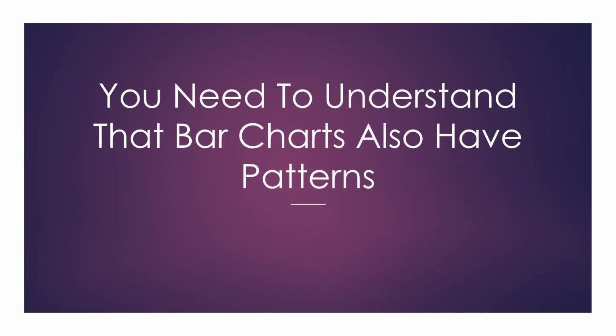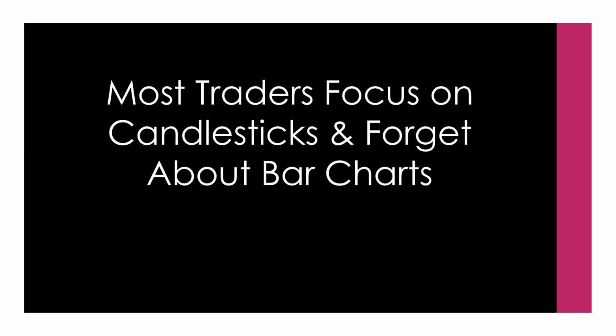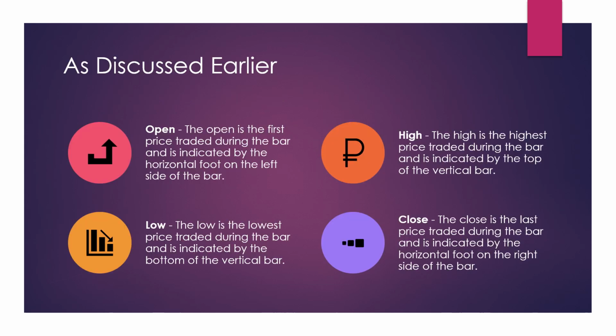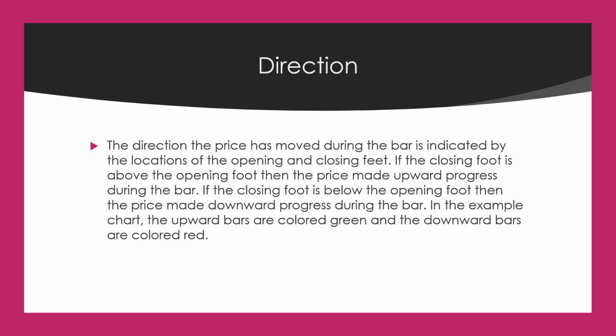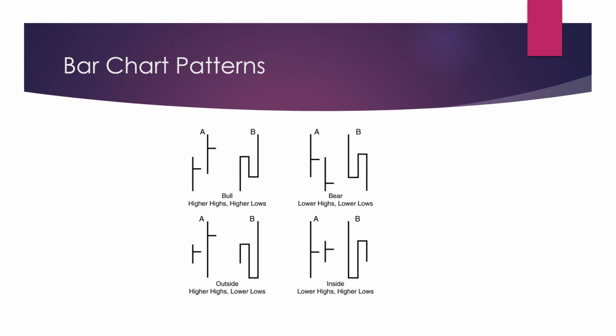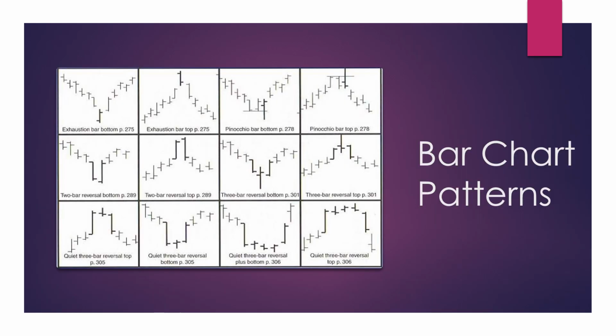So you need to understand that bar charts also have patterns. Most traders focus on candlesticks and forget about bar charts. But again, both of them use the open, the high, the low, and the close. The direction that price has moved during the bar is indicated by the location of the opening and closing feet on a bar chart. But see, in bar charts, we have bullish patterns, bearish patterns. We have higher highs and higher lows, there are patterns we can see.